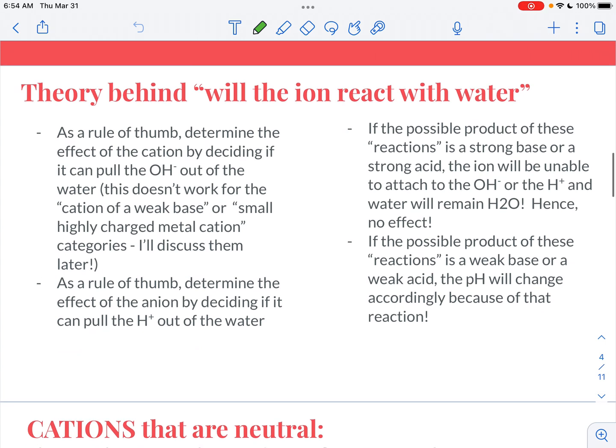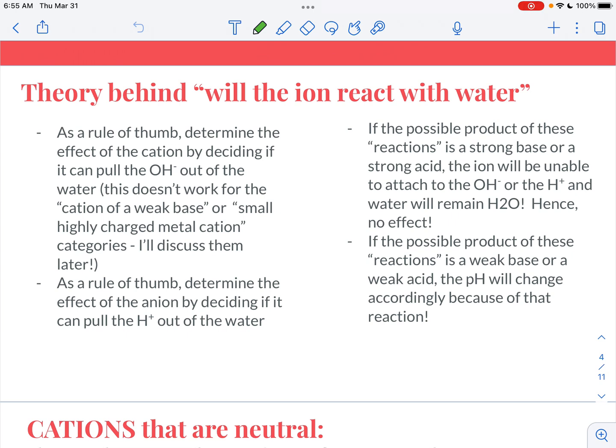Okay, so the first thing that you have to recognize is that when we put a salt in water, the first thing it's going to do is dissolve. So if it's an insoluble salt, then for the most part, we're not worried about whether or not it creates a pH because it's insoluble. But if it's a soluble salt, you have a decision to make about both the cation and the anion and their effect on the pH of the solution.